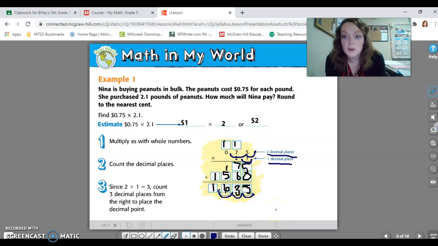Now, if that seems tricky, we're going to try a few more practice problems and hopefully it will be a little bit more clear. But you've been used to moving decimals, so this is just an extra step added on.